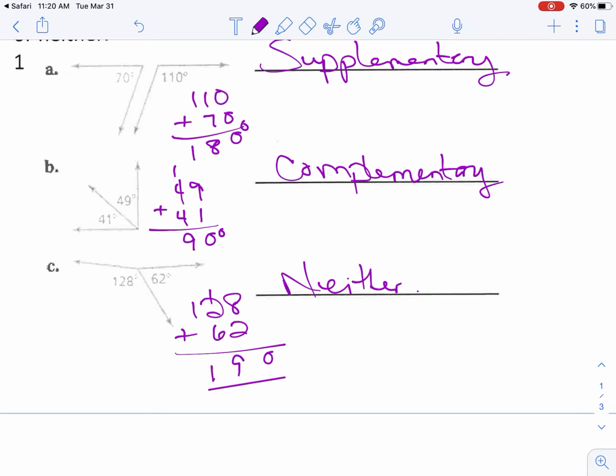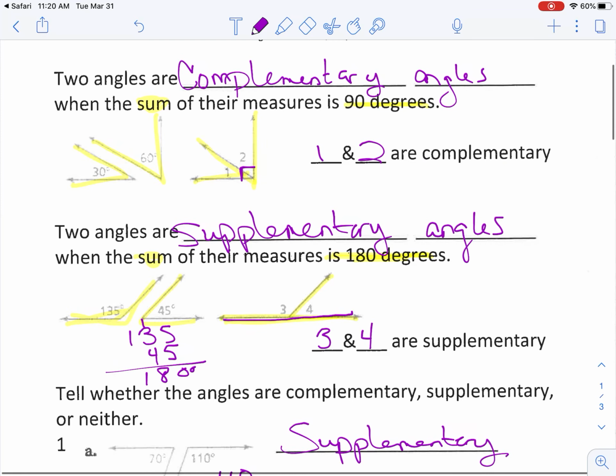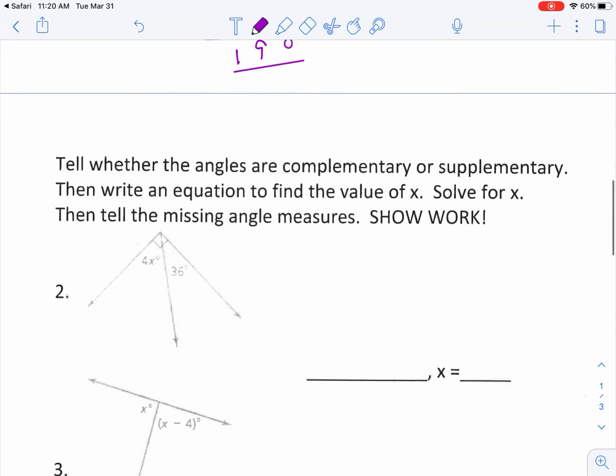So of course they're going to throw a few in there just to make sure you're paying attention. Okay, so those are pretty easy. Complementary, 90 degrees, right angle. Supplementary, 180 degrees. It's that straight line.